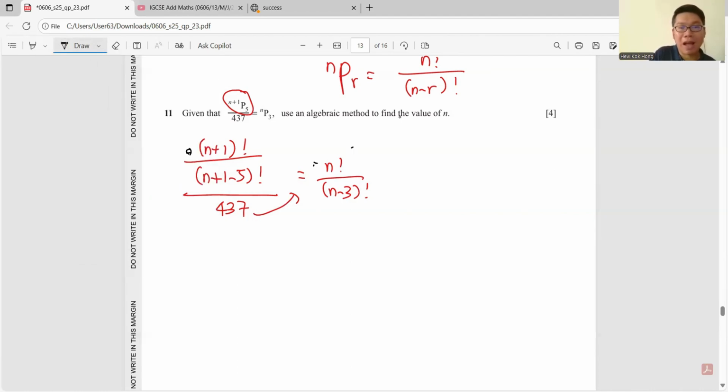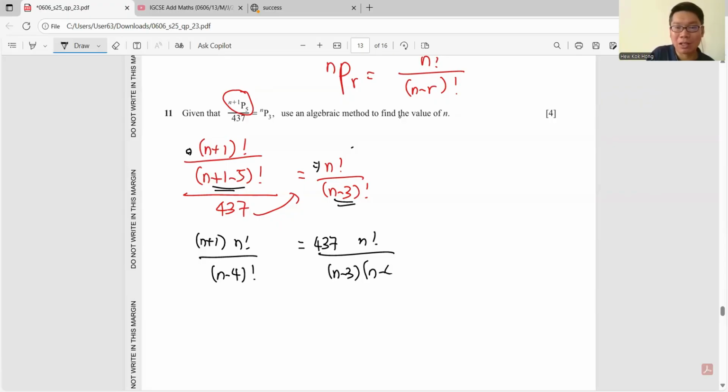Check this part and this part, I need to make them the same. So I need to reduce the larger value thing. So n plus 1 is larger than n. So I reduce n plus 1 factorial to n plus 1 times n factorial. Then for this part and this part, here is n minus 4, here is n minus 3. N minus 4 is smaller, so I adjust n minus 3 factorial will become n minus 3 times n minus 4 factorial. Then the same thing I can cut.